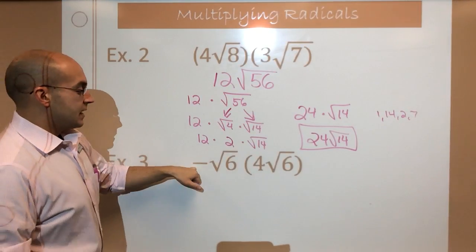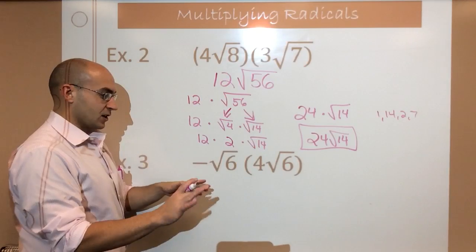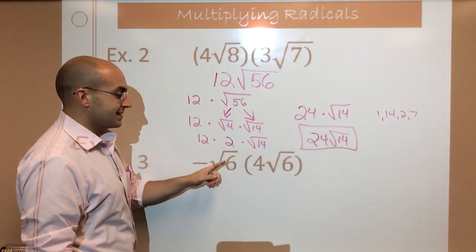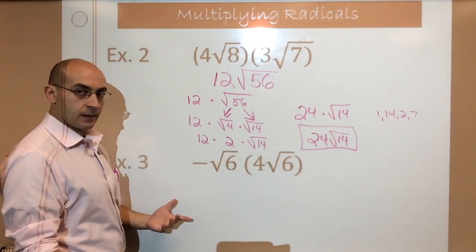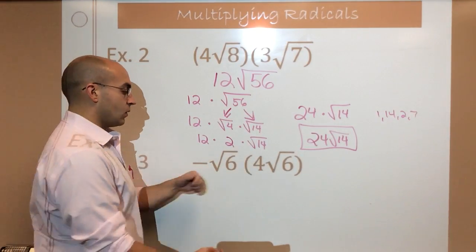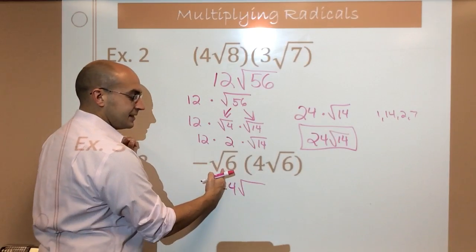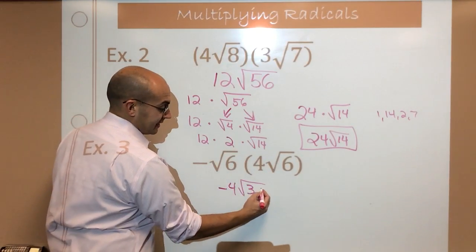Next one here. Negative root 6. The negative's on the outside. That's okay. We're not going to be talking about any complex imaginary stuff here. Times 4 root 6. Okay. That's a negative 1. There's negative 1 root 6 here. Negative 1 times 4 is negative 4. Now, aha, gotcha. 6 times 6. It's 36. Yeah, let's just play it out.